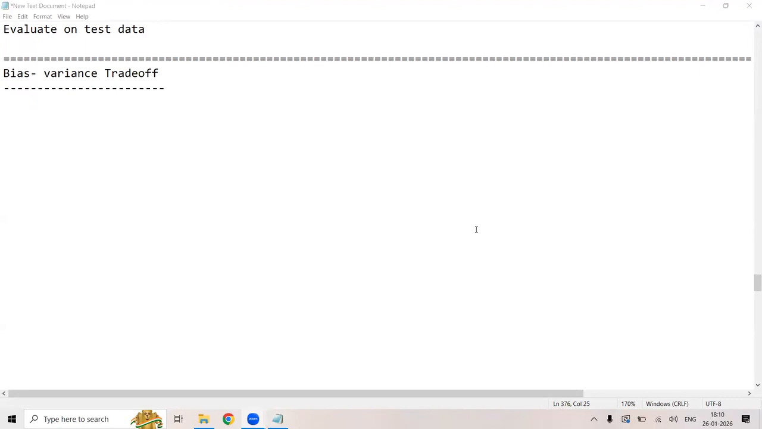So bias means nothing but, okay, bias means nothing but, yeah, Gautami.